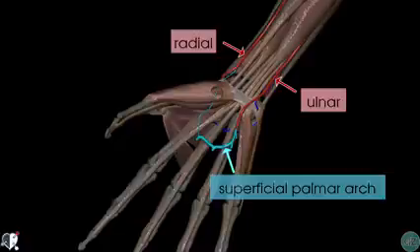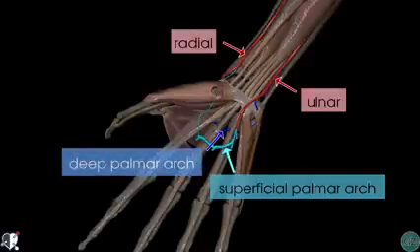Deep to the flexor tendons of the hand is this arch that's highlighted in dark blue. This is the deep palmar arch, and you can see that it's sandwiched between the flexor tendons of the hand and the metacarpal bones.